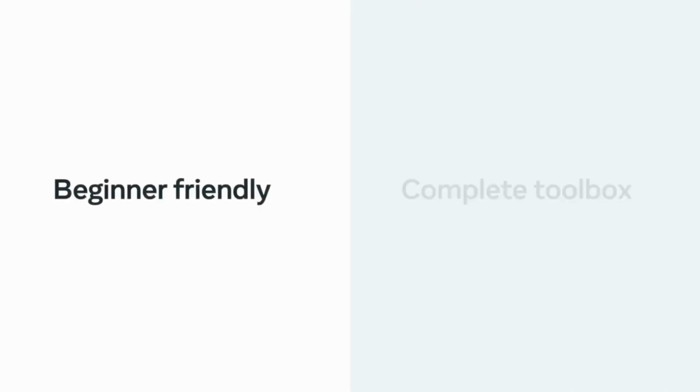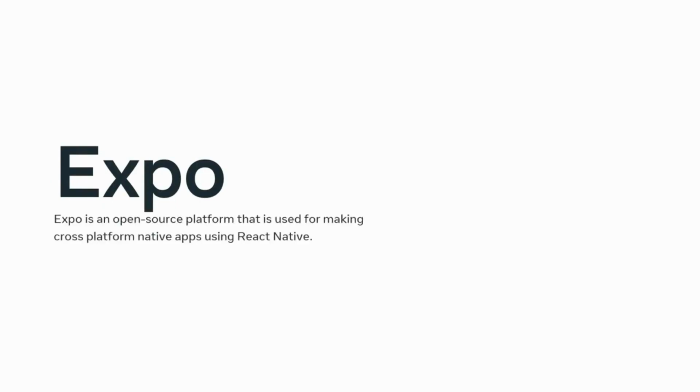In this video, you will learn about Expo, which helps beginners in mobile development to build native React Native apps with ease. With Expo, you will be able to start right away with minimal setup and build a complete cross-platform app in React Native. Expo is beginner-friendly and is a complete toolbox that you can use to start your React Native journey. So what exactly is Expo? Expo is an open source platform that is used for making cross-platform native apps using React Native.